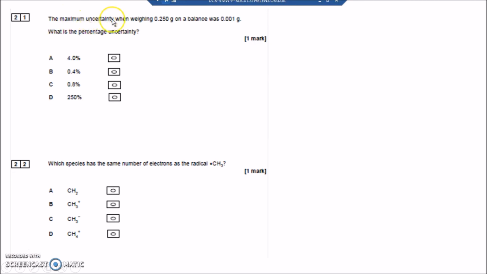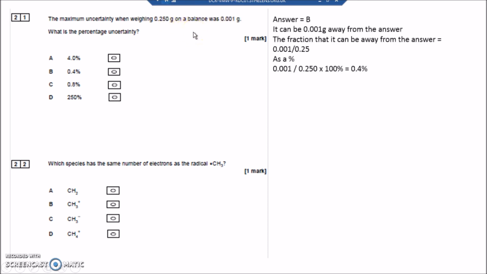Question 21. The maximum uncertainty when weighing 0.250 grams on a balance was 0.001. In other words, it can be 0.001 grams out. That's what the balance's accuracy is. So that's how far out it can be, and you're weighing out 0.250. So you take 0.001, that's how far out it can be, divided by the mass that you're actually measuring, multiplied by 100%, and that'll give you the percentage uncertainty. 0.4%, B.